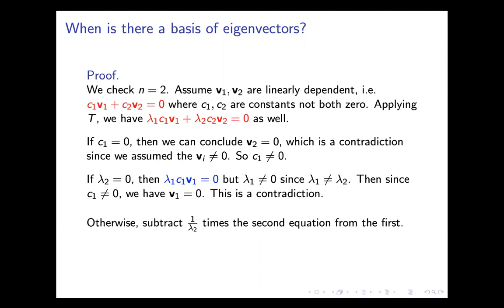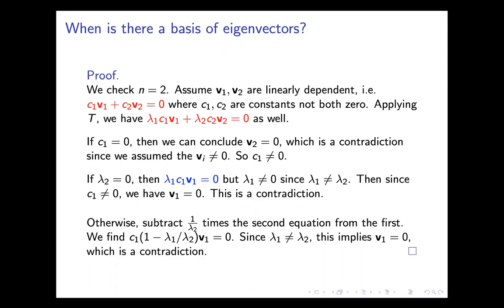Otherwise we just subtract 1 over lambda 2 times the second equation from the first to find that C1 times (1 minus lambda 1 over lambda 2) V1 is equal to 0. And since lambda 1 is not equal to lambda 2, this implies V1 is equal to 0, which is a contradiction. So we have exhausted all the possibilities, having assumed in the beginning that the two vectors are linearly dependent, and it failed, right? So therefore, it is impossible, and vectors V1 and V2 have to be linearly independent.